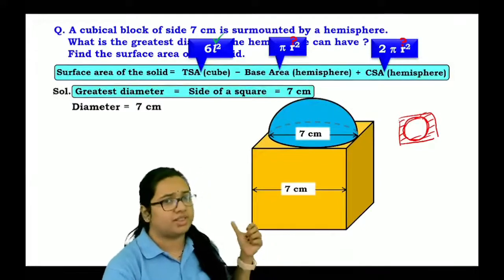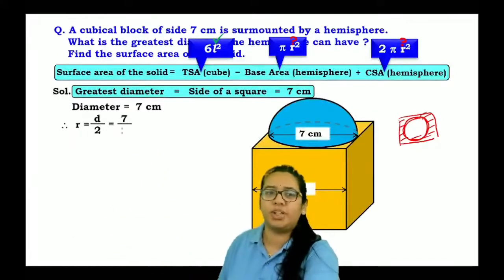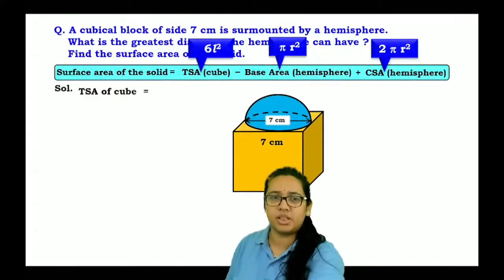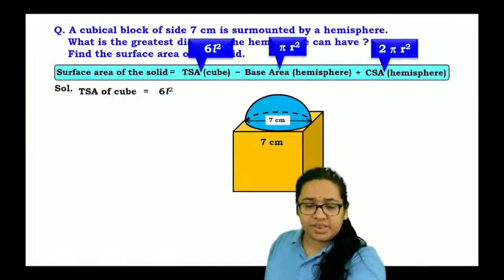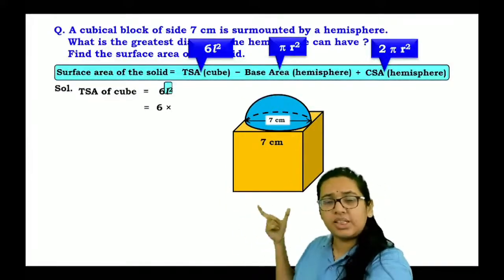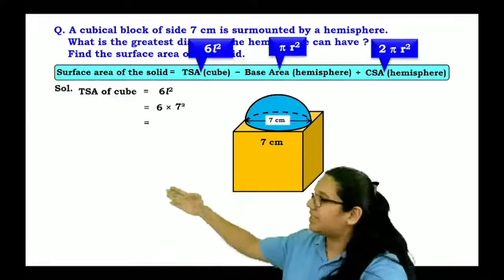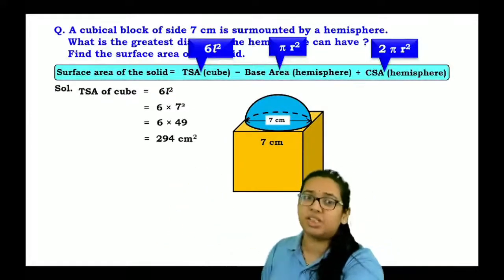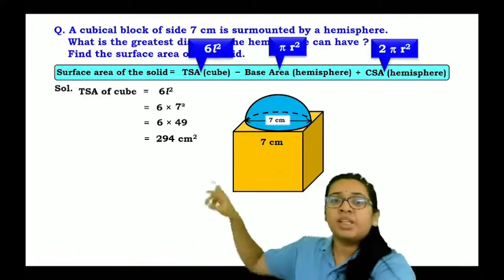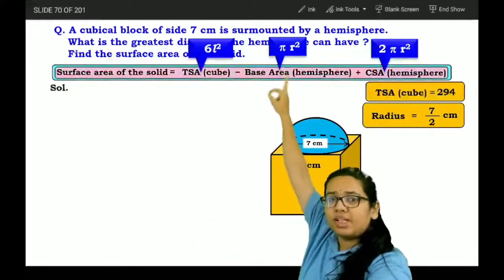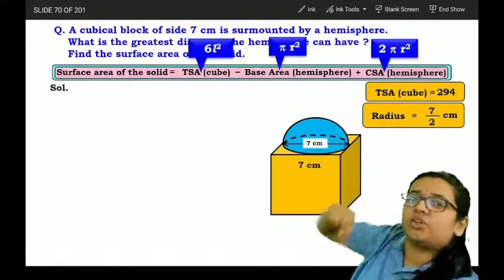So first of all, as the diameter is equal to 7 centimeter, hence r will be 3.5 centimeter. So total surface area of a cube is nothing but 6 times L square, where L is nothing but 7 centimeter. So 6 into 7 into 7, that is 6 into 7 square, which is nothing but 294 square centimeter. Then after this, the second thing is what will be the base area of the hemisphere, and what will be the curved surface area of the hemisphere.